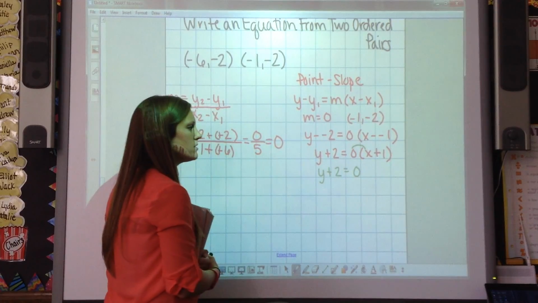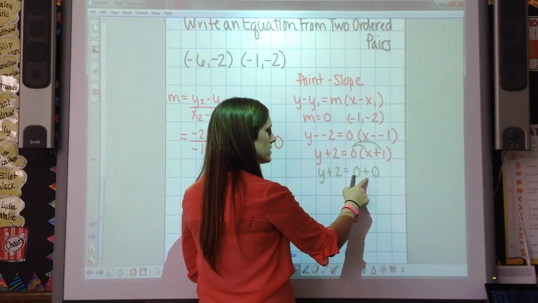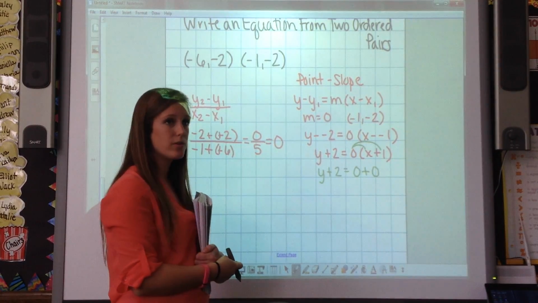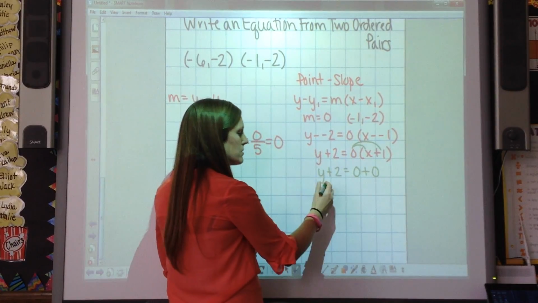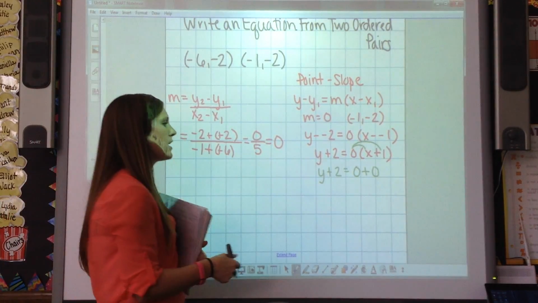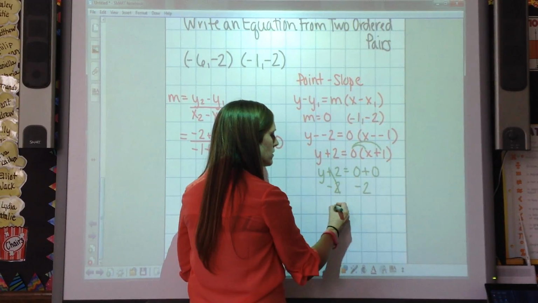0 times anything is 0. Same here. So technically there's nothing on this right side. Okay, the x's cancel out. There are no x's in this situation. The y has to be by itself on this side. On the left side of the standard form, all the variables have to be on the left side, and the non-variables and constants have to be on the right. So I'm going to move this over here.